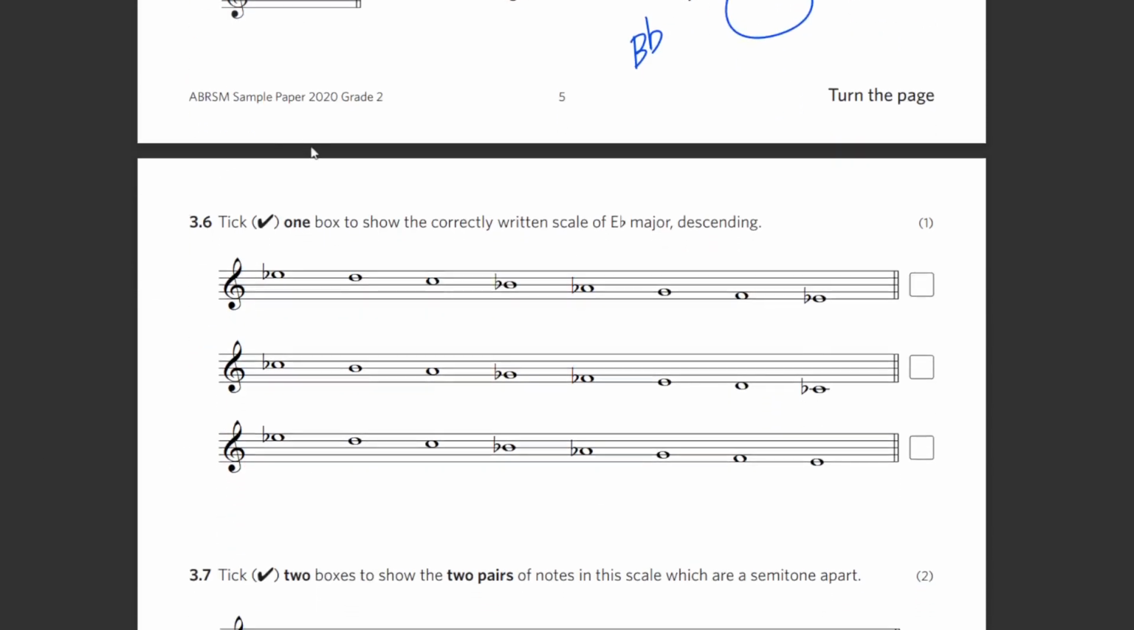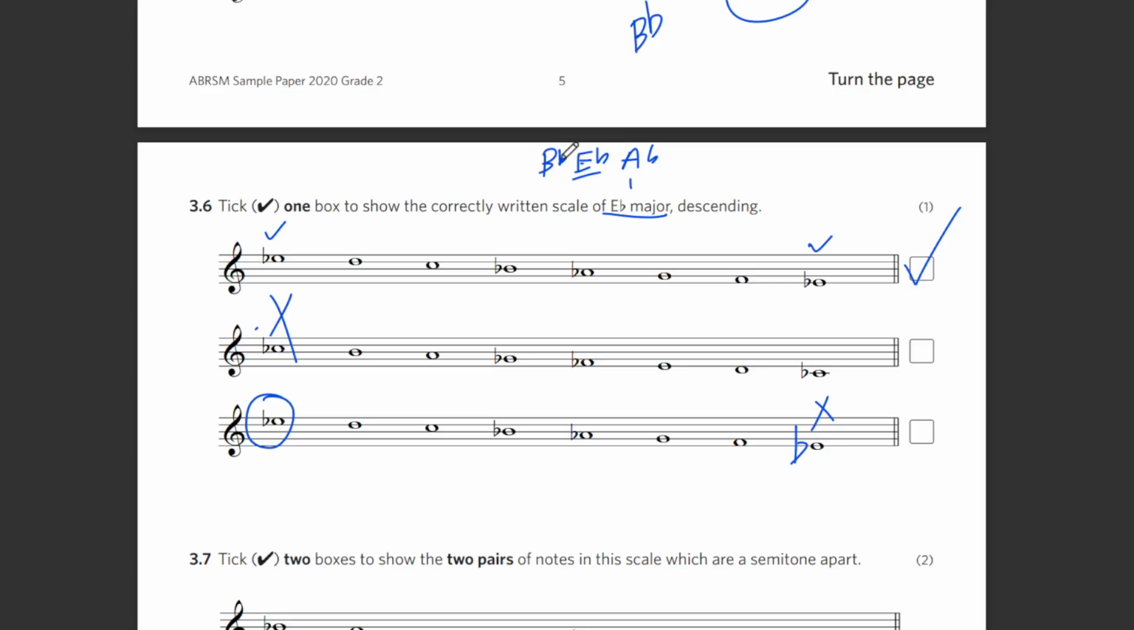Next, let's look at 3.6. You are asked which is the correctly written scale of E flat major descending. In E flat major, you have B flat, E flat, and A flat. Let's first start by checking whether we have E flat at the start and the end. This one I have E flat at the start, and E flat at the end. Good. This one is C. This is treble clef, so this is C. So this is out. Here I have E flat at the start, but I also need E flat at the end. So this is out. Without doing anything else, I know that this is correct. Of course, you can also check that it has B flat and A flat, which is true here. So this is the correct answer.